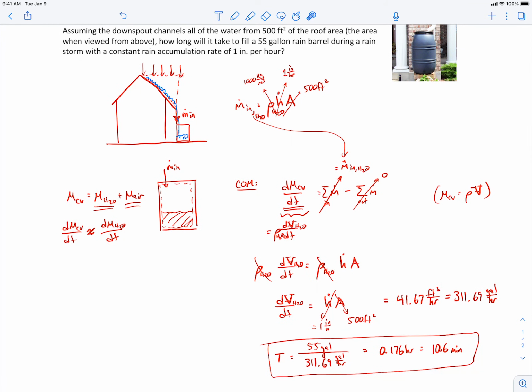All right. So this was a nice little application of conservation of mass, and we'll go ahead and end the example there.